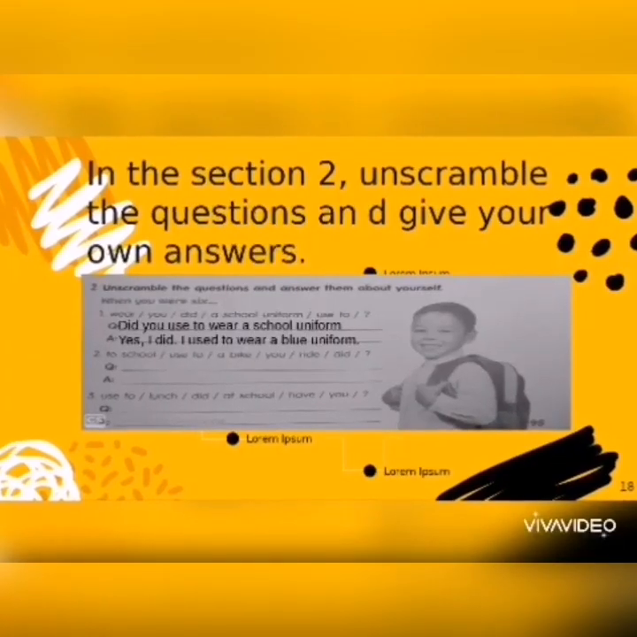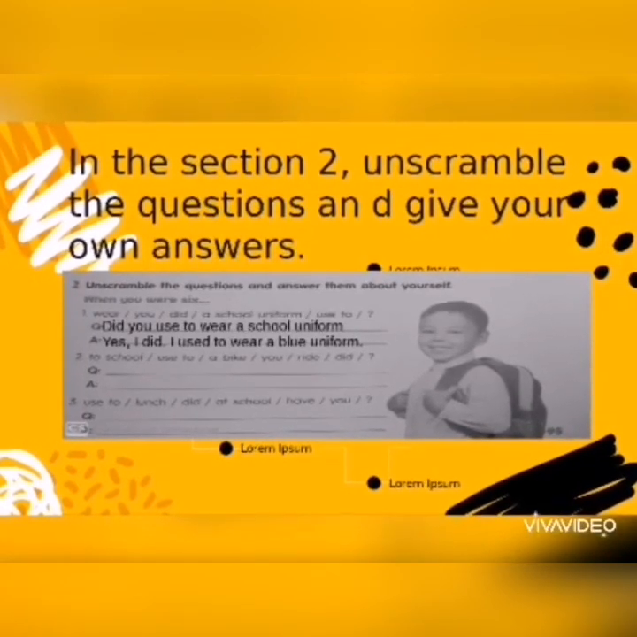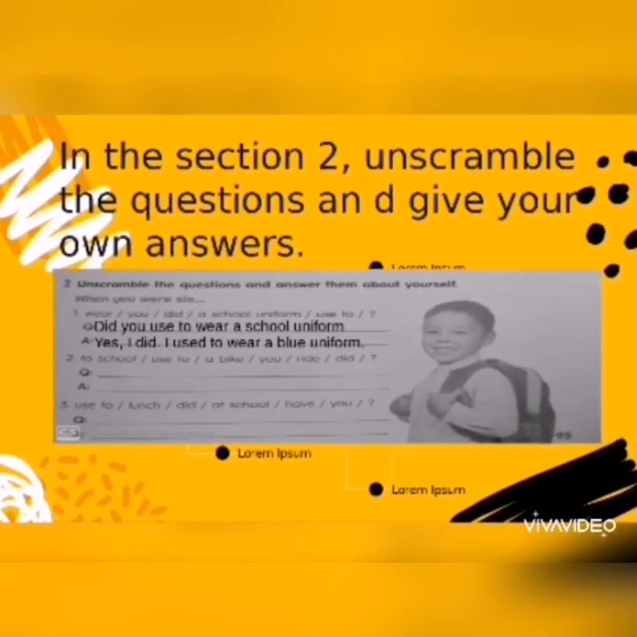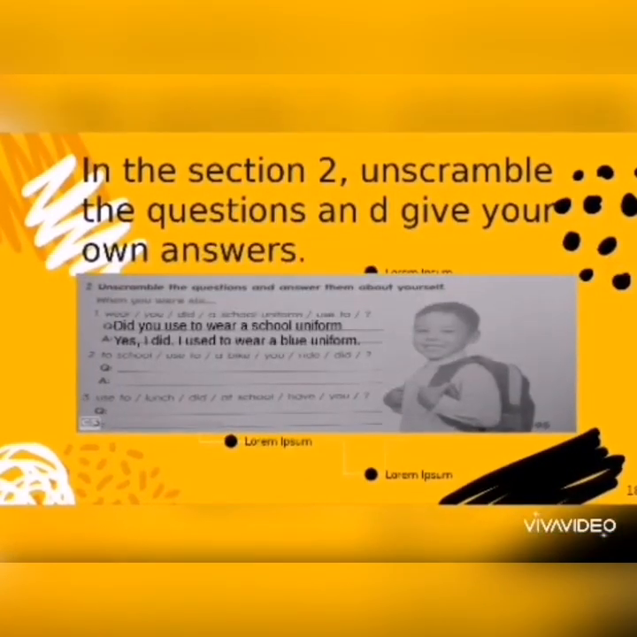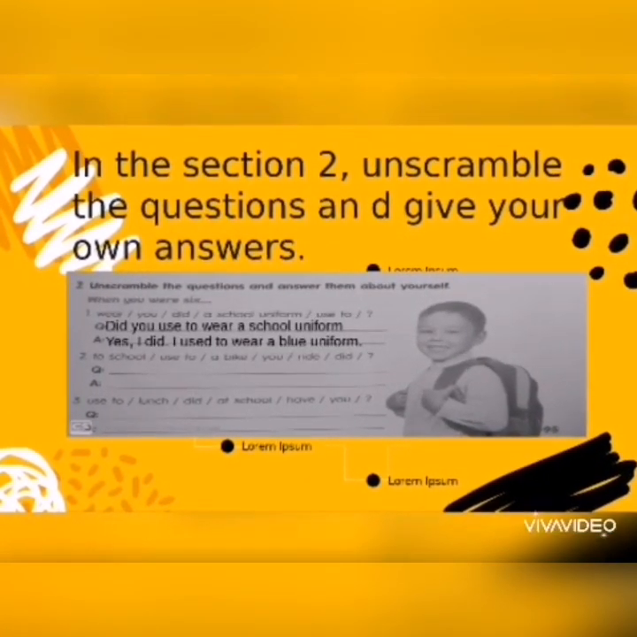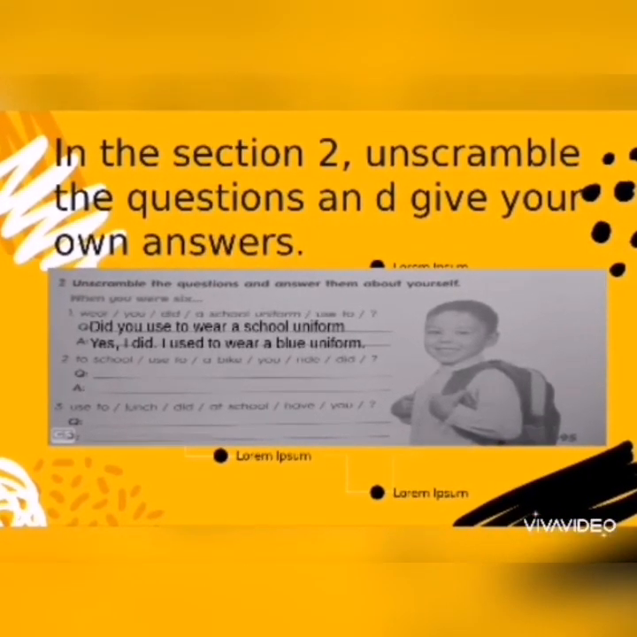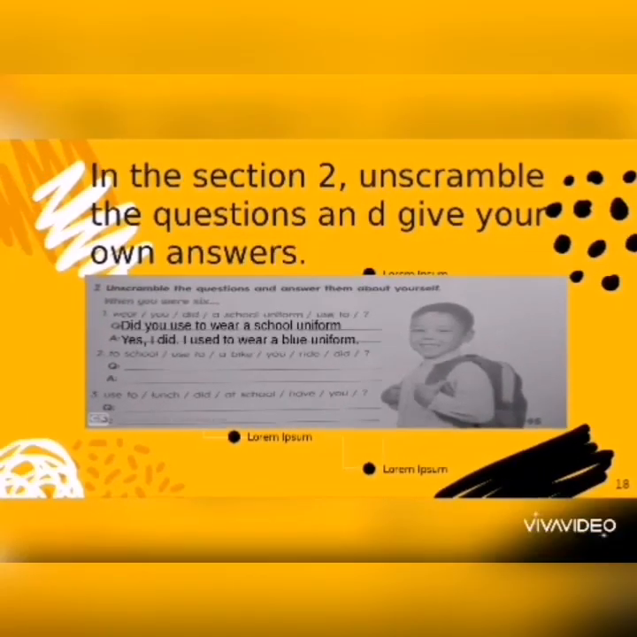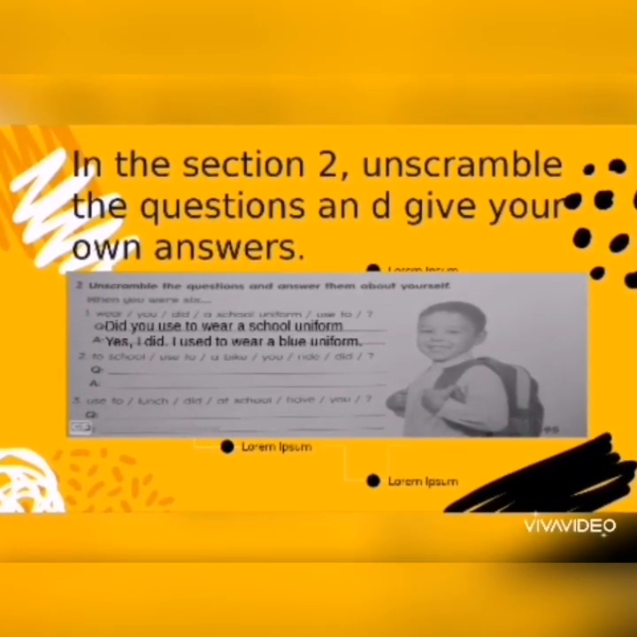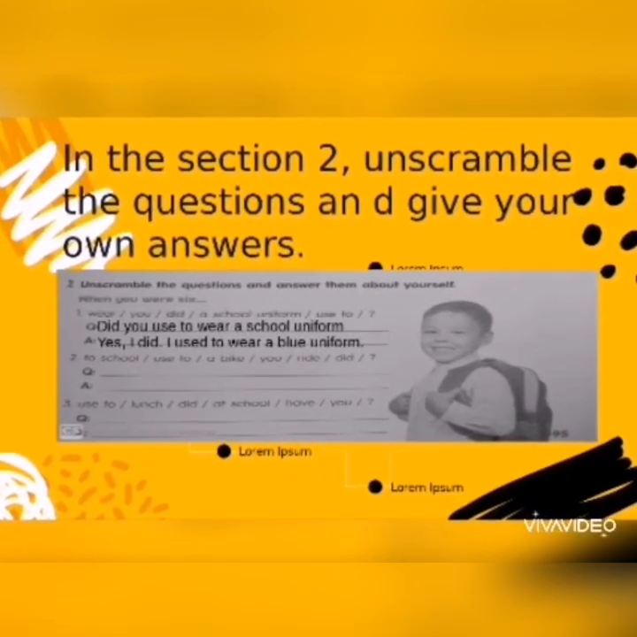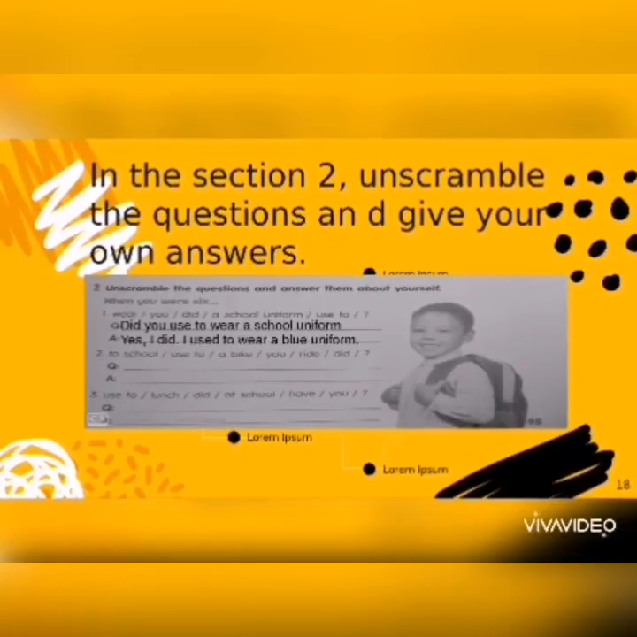Alrighty. Then for the next activity in section 2, you just have to unscramble the questions and give your own answers. Unscramble is to put the words in order. Significa que van a poner las palabras en orden. La primera ya se las di. Entonces tienen ahí todas entre paréntesis y ya las acomodé. Si las acomodas queda como Did you used to wear a school uniform? Y después tienen que poner la respuesta que es correcta para ustedes.